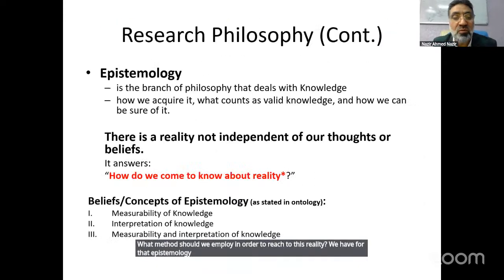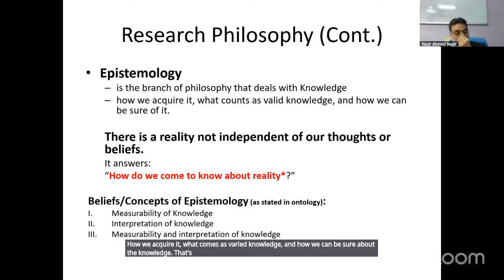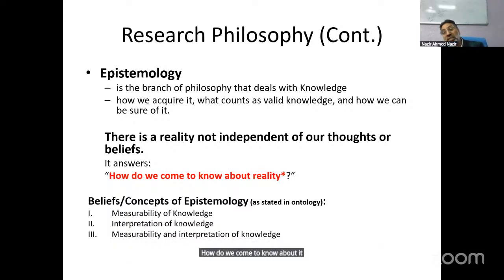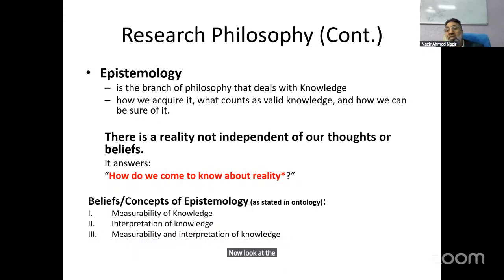So we say that epistemology is basically a branch of philosophy that deals with knowledge: how we acquire it, what counts as valid knowledge, and how we can be sure about the knowledge. That's very important. How do we come to know about it? Now, in this case, again, we have three important perspectives to keep in mind. One is measurability of knowledge, the other is interpretation of knowledge, and the third is measurability and interpretation of knowledge. Now look at the first one, measurability of knowledge.